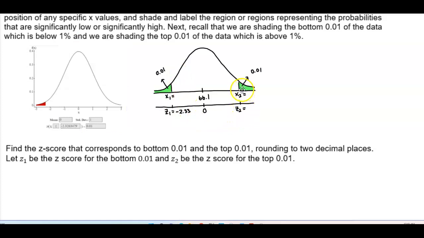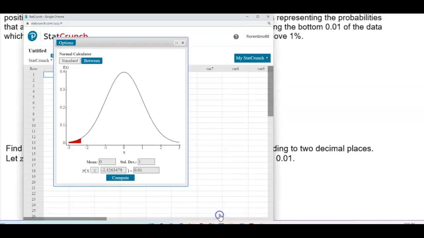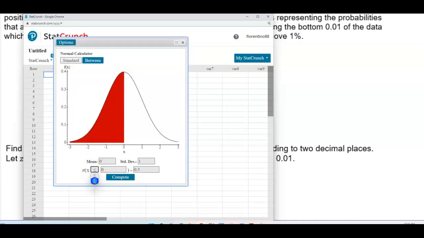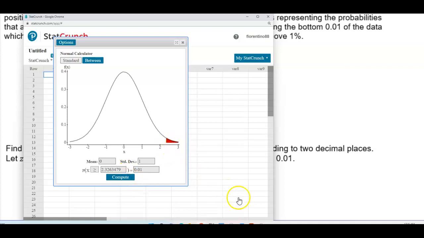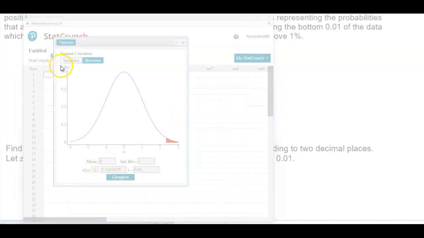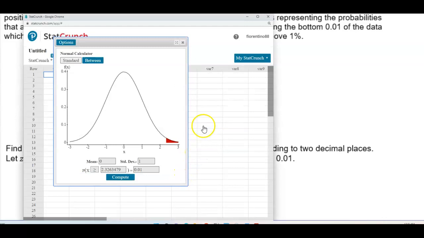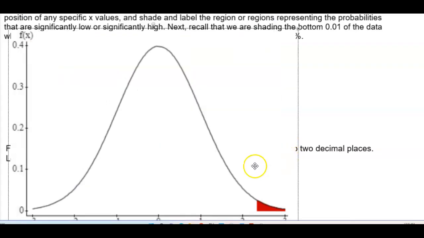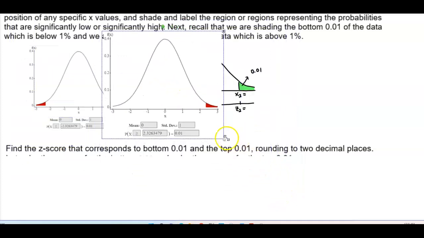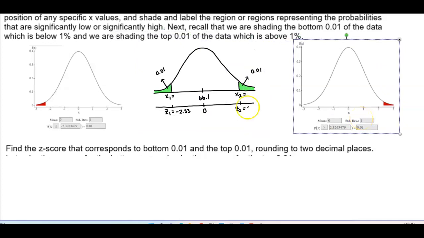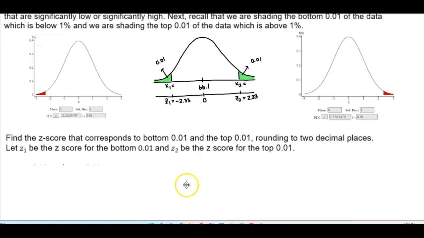Now we want to find the z-score on the right, which has the area to the right of 0.01. The best thing to do here is to come up to Options and select Refresh. Now we change this to greater than or equal to, put in the area of 0.01, and select Compute, because then you can see that the area is shaded to the right. If you take a look at the z-score, rounded to 2 decimal places, it is positive 2.33. So we get z1 equal to negative 2.33 and z2 equal to 2.33.